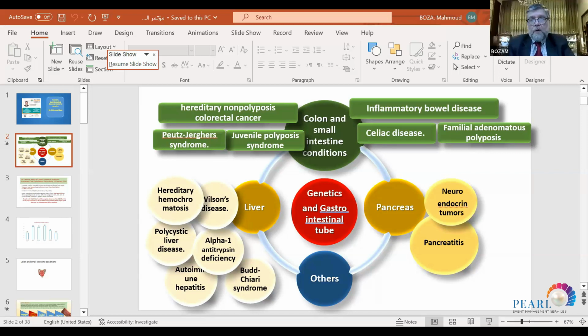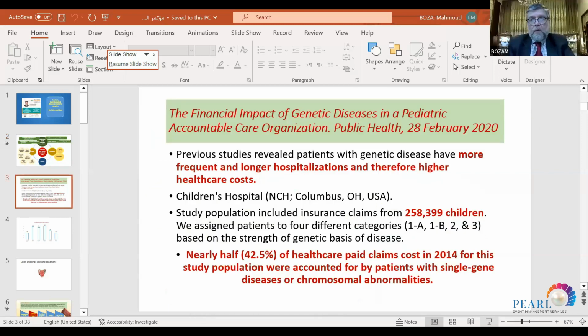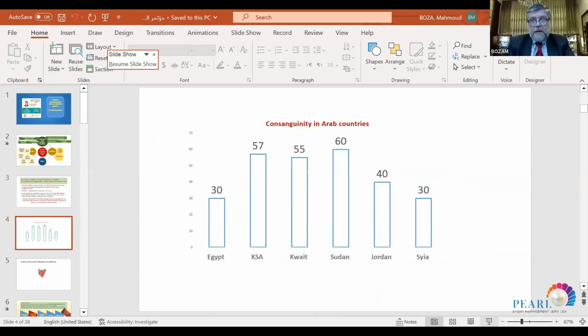Why are we speaking about the relationship between genetics and pediatric gastroenterology and nutrition? Many studies demonstrated that the hospitalization duration and the cost of medical care are higher if there is a pediatric gastroenterology disease related to genetics.